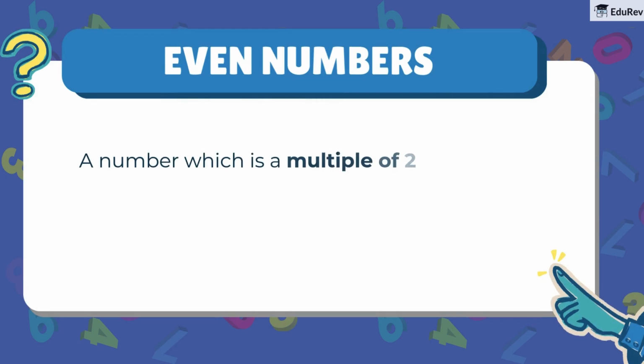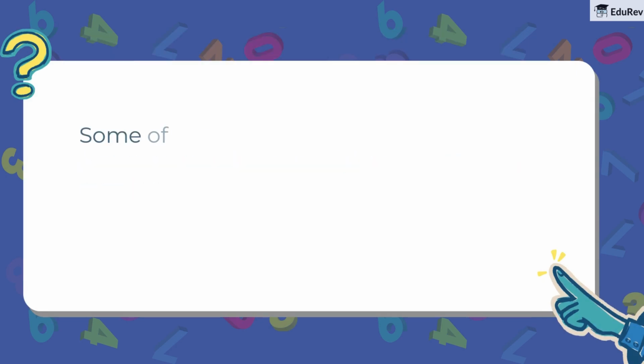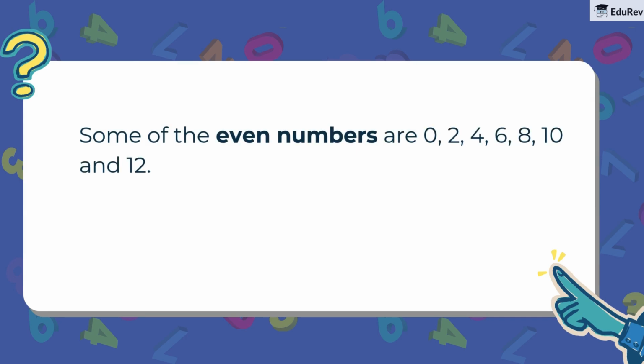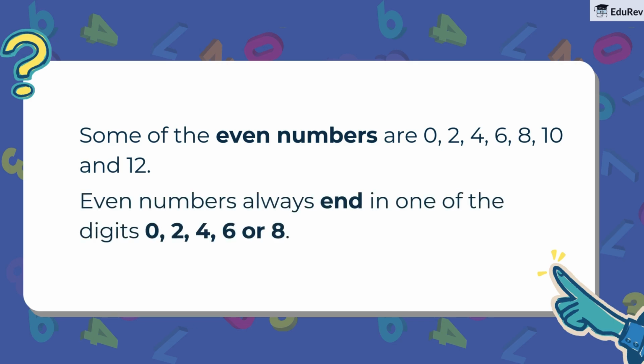Also, remember that a number which is a multiple of 2 is an even number. Some of the even numbers are 0, 2, 4, 6, 8, 10, and 12. Even numbers always end in one of the digits 0, 2, 4, 6, or 8.